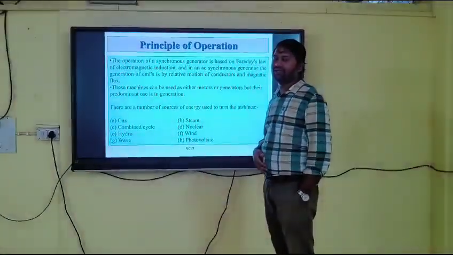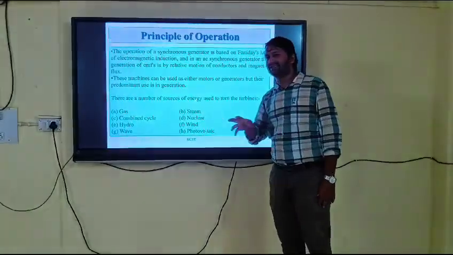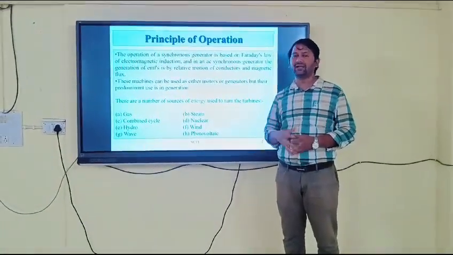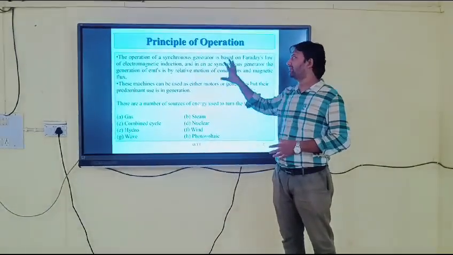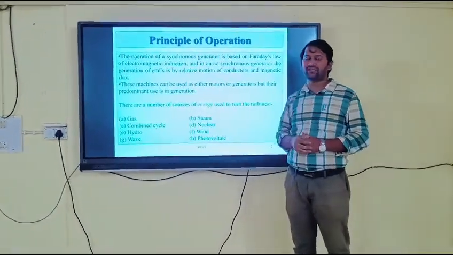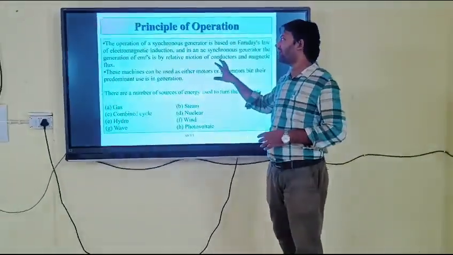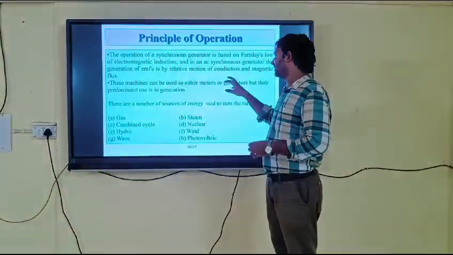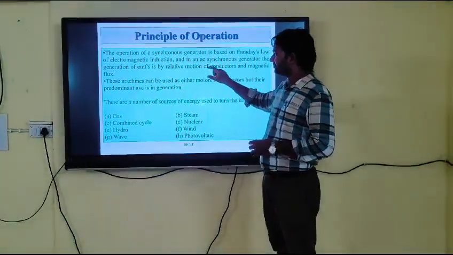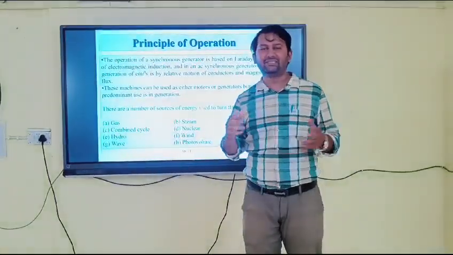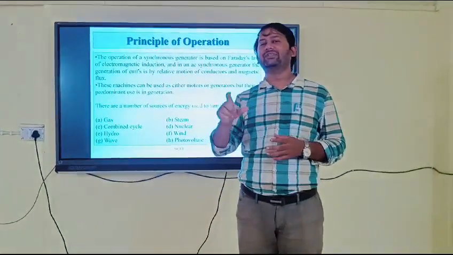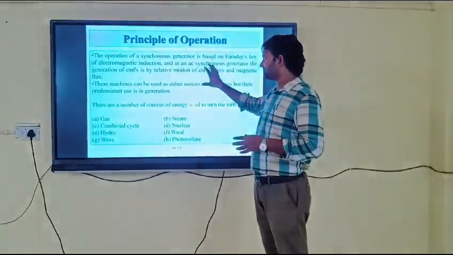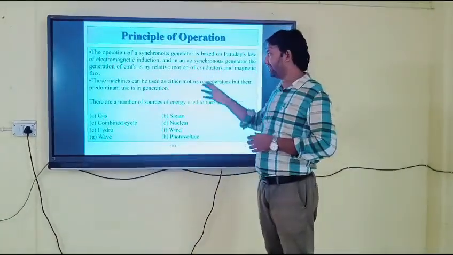Today we will discuss the synchronous generator, whose alternate name is alternator, and first of all we have to see its operation. An alternator's operation is based on Faraday's law of electromagnetic induction. Here, when the magnetic field changes, an EMF is induced in the nearby conductor.